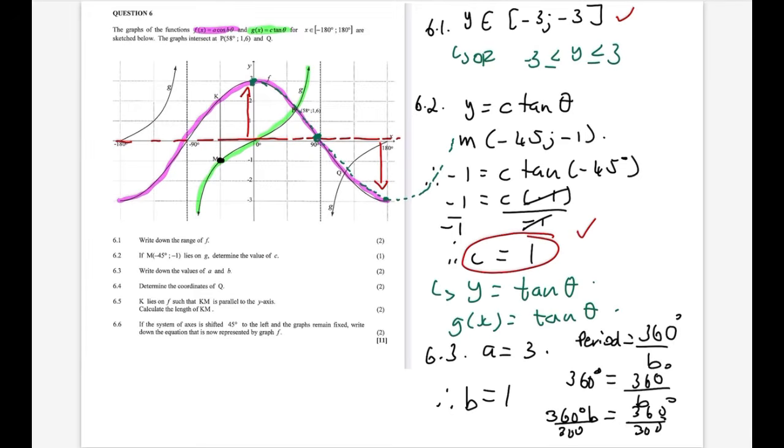Okay, this should ring a bell from our previous video. If you haven't watched it, give it a watch. It'll help you understand how trig graphs work.